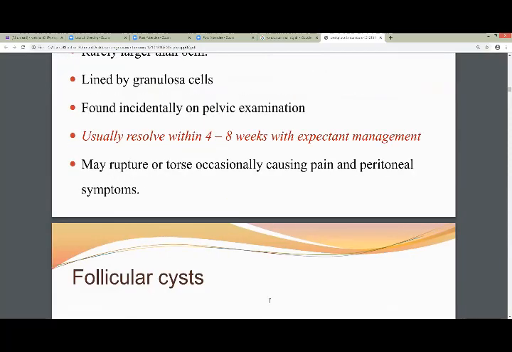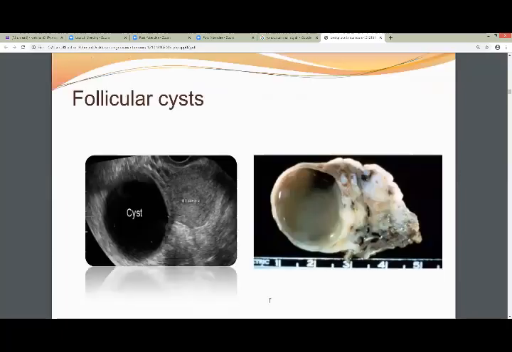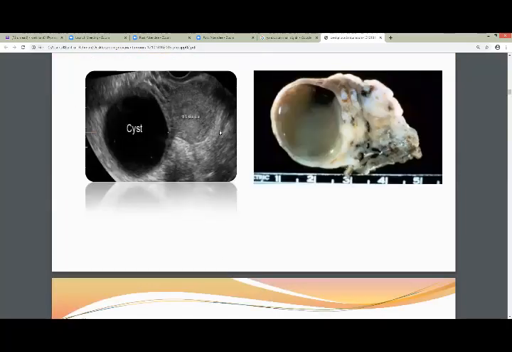They may rupture or torse occasionally, causing pain and peritoneal symptoms. Very less likely it happens. So you see, these are the pictures of how it can present. This is the uterus in a pelvic scan, and this is the cyst as it presents to you.